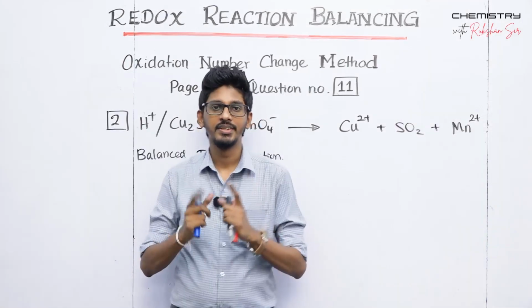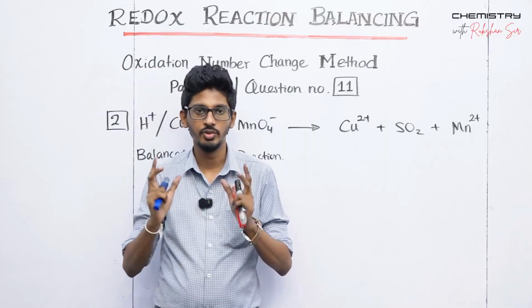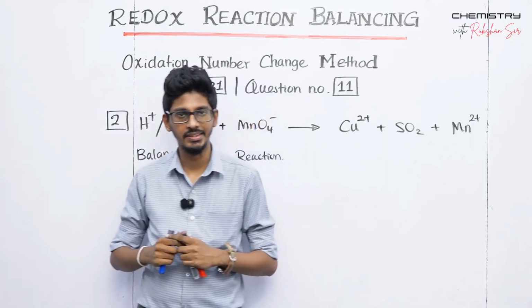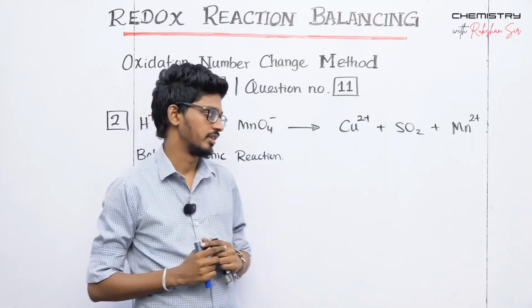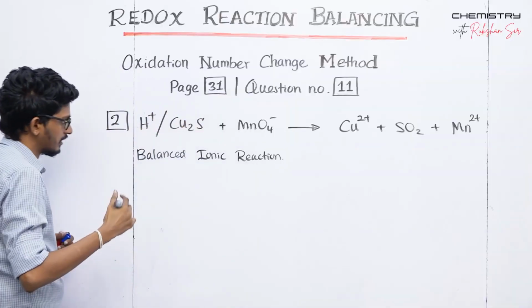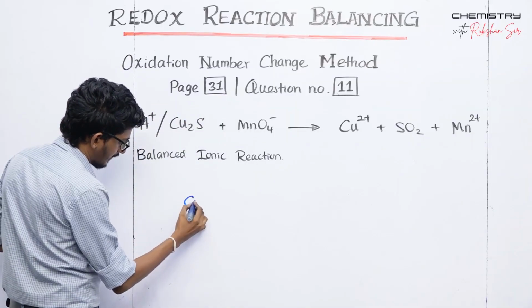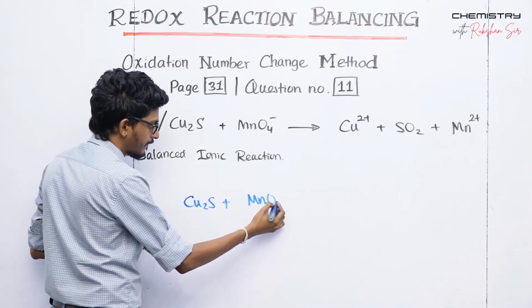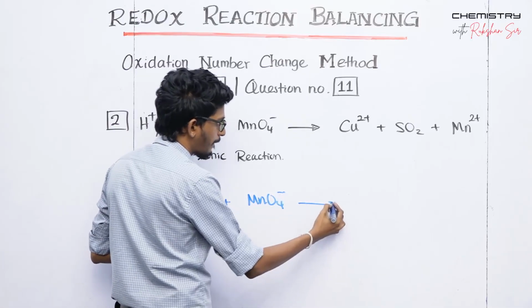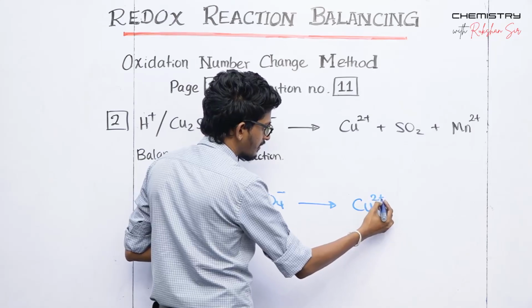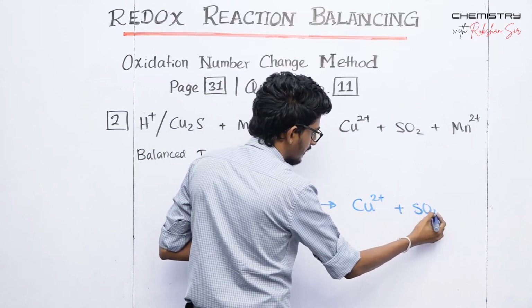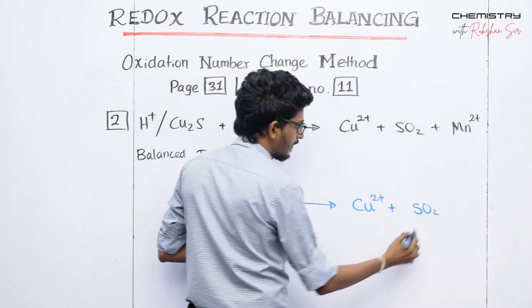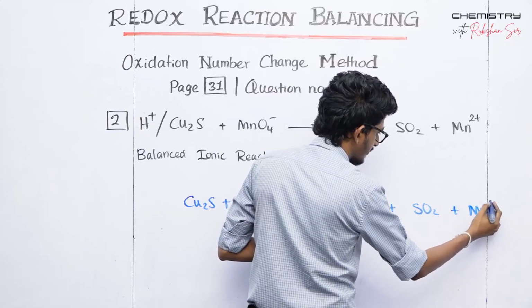Okay, let's try to solve this one as well. This is also a special kind of reaction, like in the earlier situation. First of all, write the chemical species involved in the reaction before balancing: Cu2S, MnO4 minus, Cu2 plus, SO2, and the Mn2 plus as well.